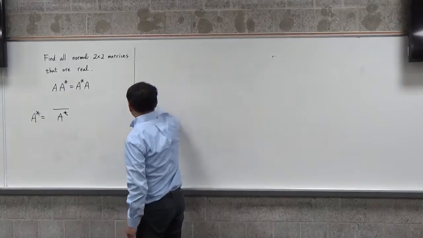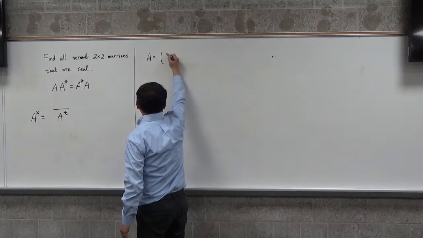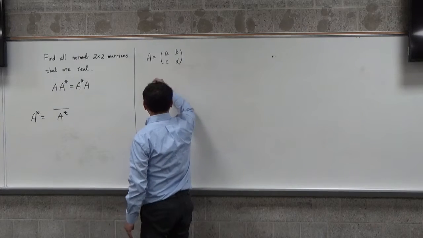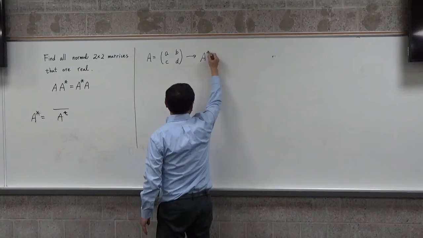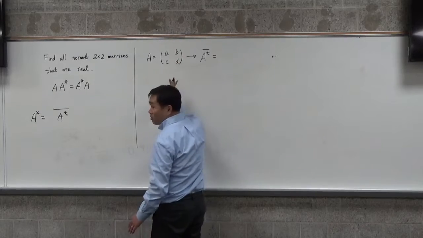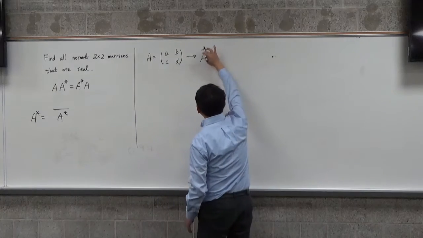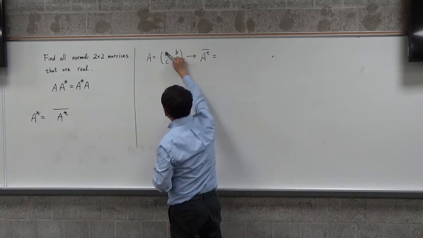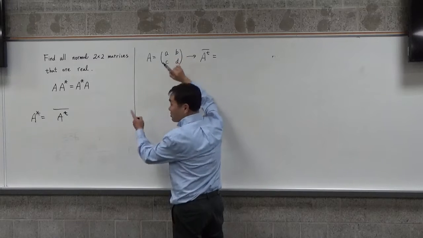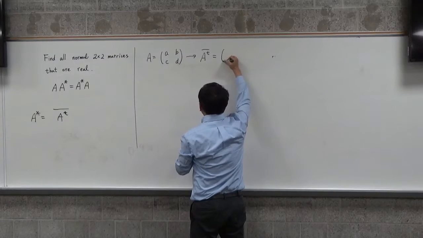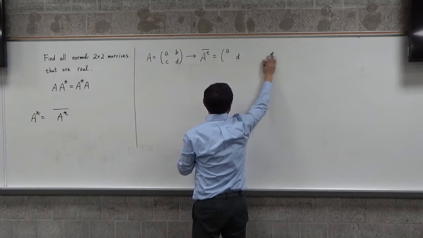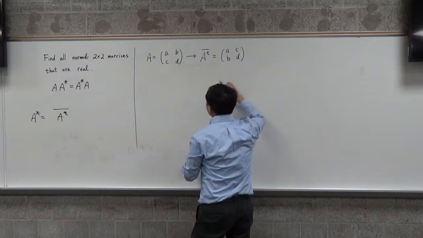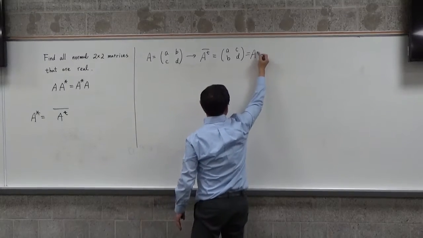So let's write a generic 2 by 2 matrix as A, B, C, D, where A, B, C, D are all real numbers, okay? So the bar doesn't do anything. Transpose simply means the diagonals are fixed, but the off diagonals switch places. So you have A, D, same thing, and then here comes the B, and this is C. This is our A star.